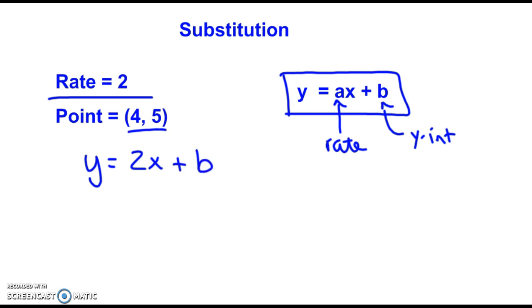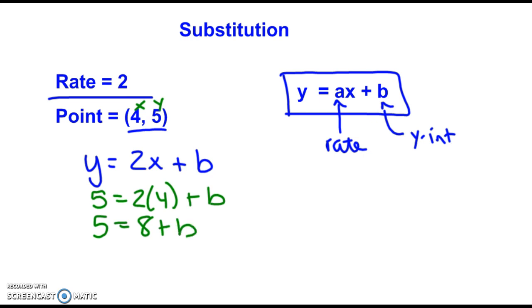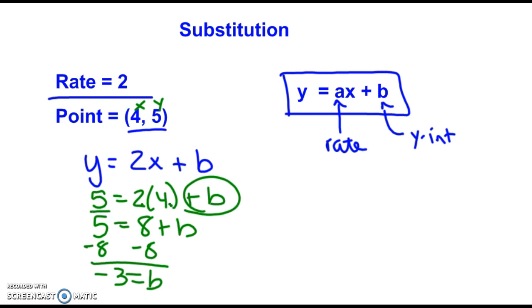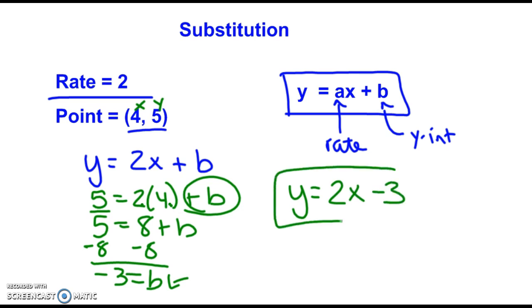Remember, this can be a minus, but that will just mean b is negative. I have a point. In my point, this is x and this is y. I'm going to substitute: 5 equals 2 times 4 plus b. When I solve, I get 5 equals 8 plus b. Solve for b. b is negative 3. Notice it's the same thing we did with the in-out table. You multiplied your rate by your in and figured out what to add or subtract in order to get your out. Same method, it just looks a little different. So once I have my b value, I need to remember to write my equation, y equals 2x minus 3.